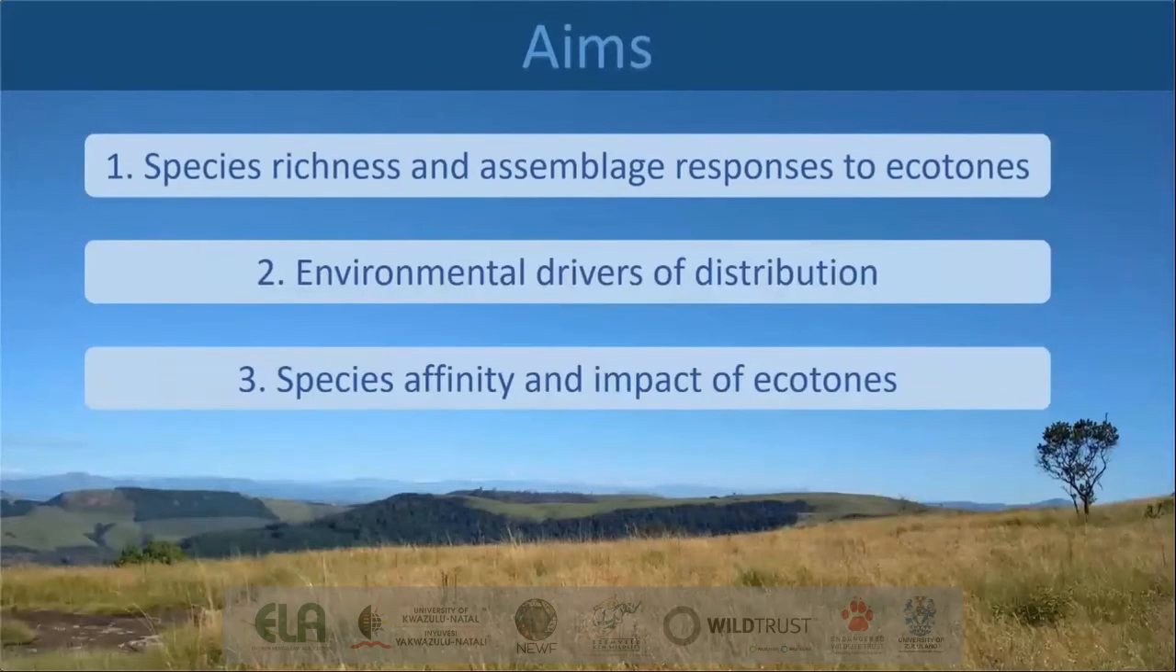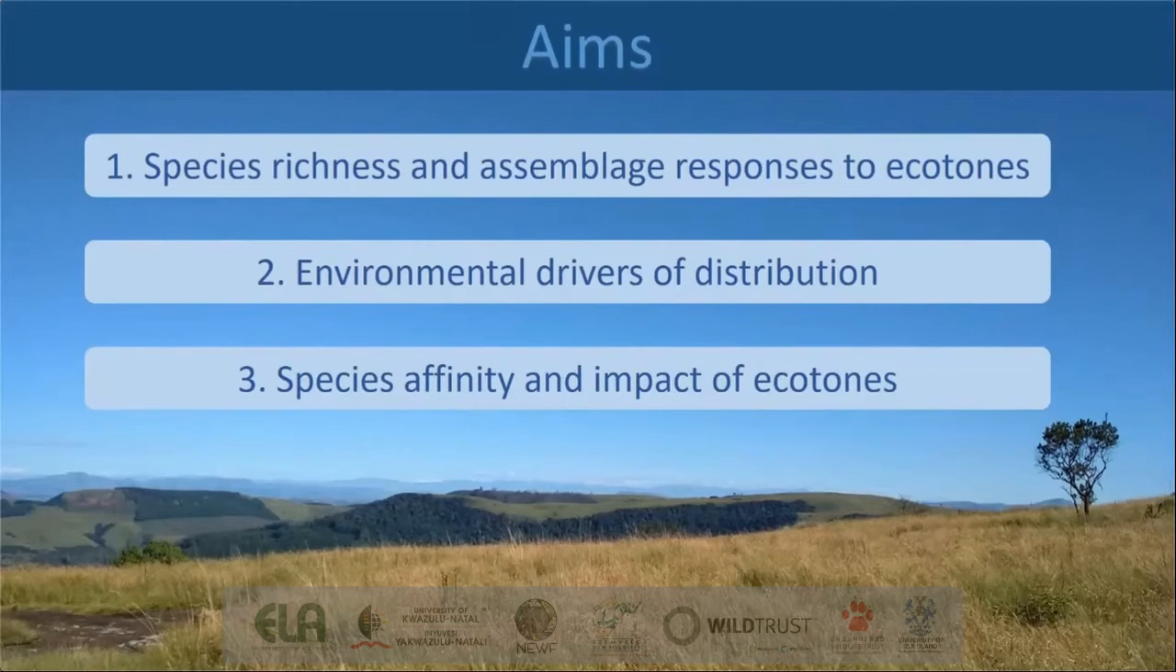So that brings me to the aims of this project of mine. Firstly, it was to determine the species richness and assemblage composition responses of bush crickets to ecotones within the landscape, and to compare these to those found within the core biotope sampled. Secondly, it was to determine the environmental drivers of bush cricket distribution in the landscape, and finally, to determine whether or not specific species show an affinity to one or a range of particular biotopes, and how the ecotones between the biotopes may impact the distribution of the species in the landscape.